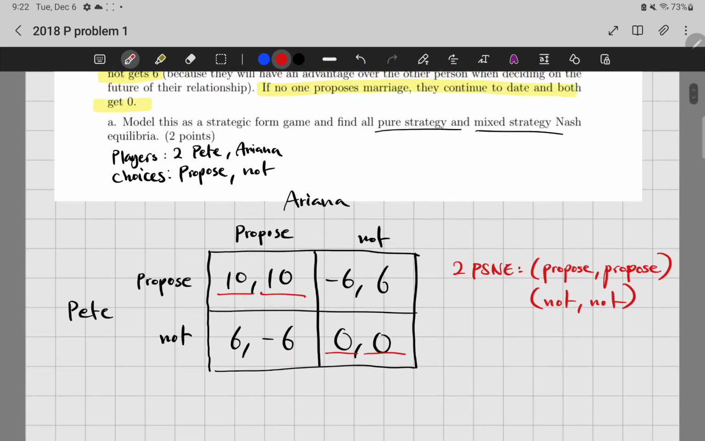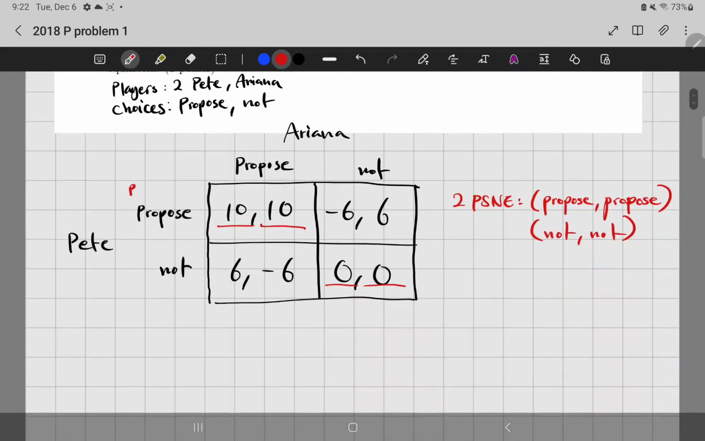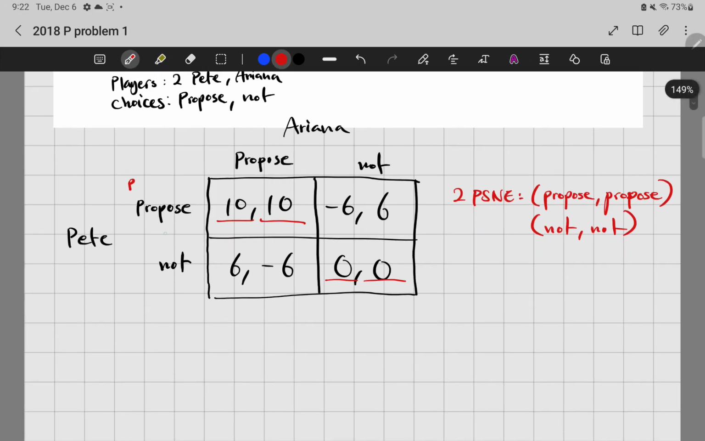Now, for the mixed strategy Nash equilibria, this requires some more steps. First, we need to assign the probabilities that each choice will happen for each person. So for Pete, let's put P as a variable of the probability that Pete will choose propose. And because there are only 2 choices for Pete and probability will always add up to 1, we can say that the probability of not proposing for Pete is 1 minus P. Same for Ariana, but instead of P, let's use Q so we can make the distinction. So Q and 1 minus Q.